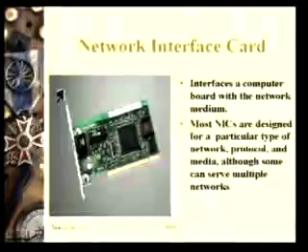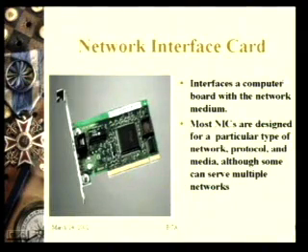What is the first thing which we have in our computer if I want to be connected with the network? It is the network interface card. What is a network interface card? It is basically a card which is fitted into your system and interfaces the computer board with the network medium. Most NICs are designed for a particular type of network, protocol and media, though some can serve multiple networks. I think most of you must have heard of 10 to 100 Mbps network cards which are there for Ethernet.